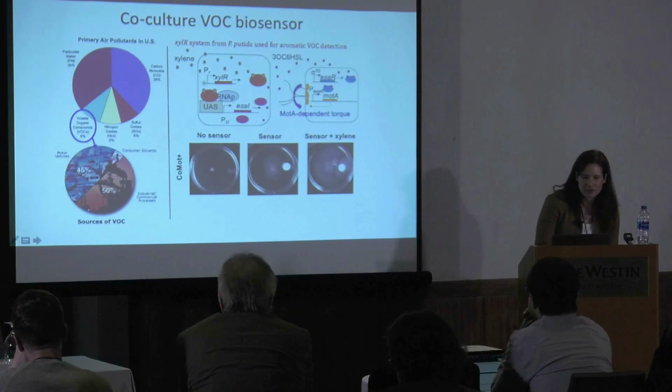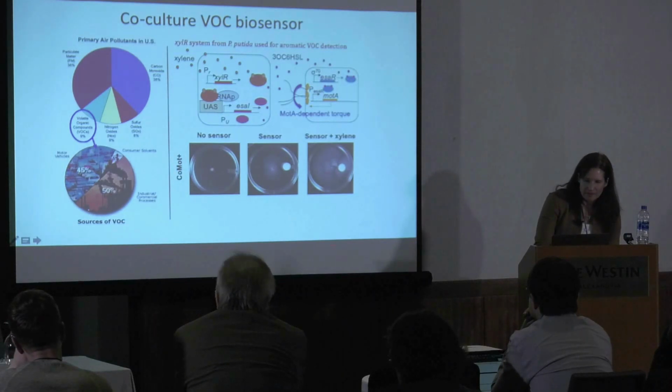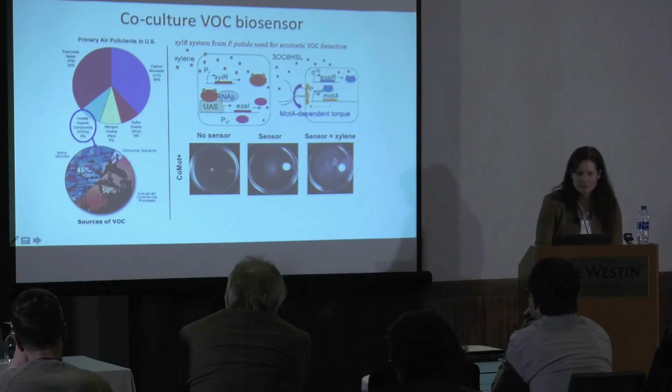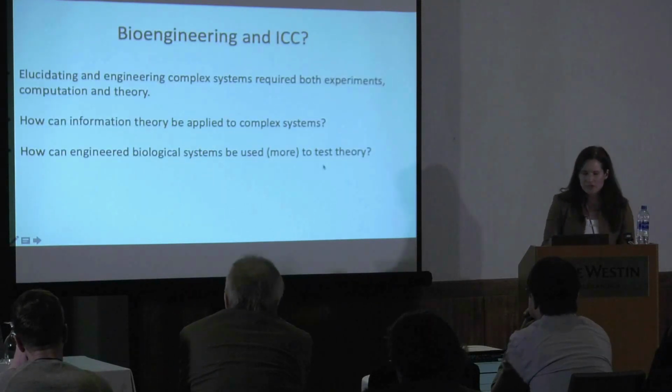And so you have our sensor cells here, which recognize xylene and produce the quorum sensing signal via this ISA-I protein. And these other ones essentially have MOT-A dependent torque. Once again, relative to our control, our background has a little bit of expression, and then we see much more motility with the xylene as well. We need a little bit more control in here to have a perfect sensor, but it's moving in the correct direction. And so I just wanted to wrap up.